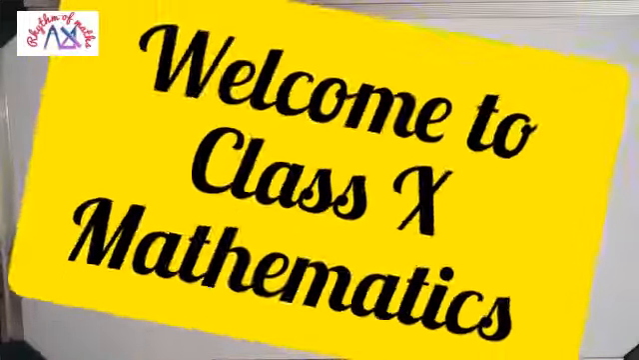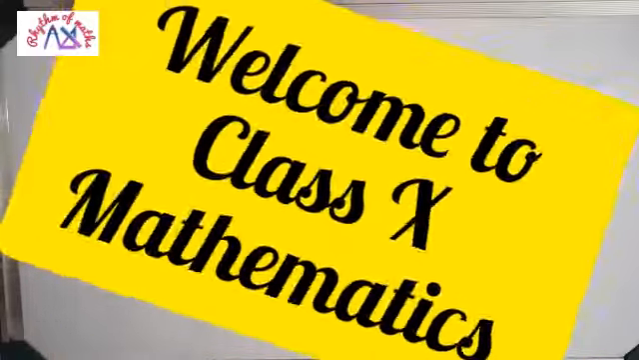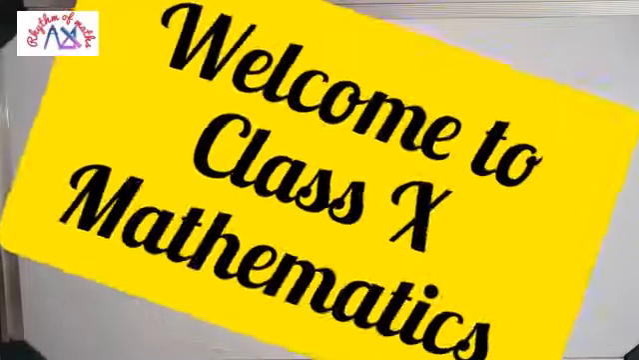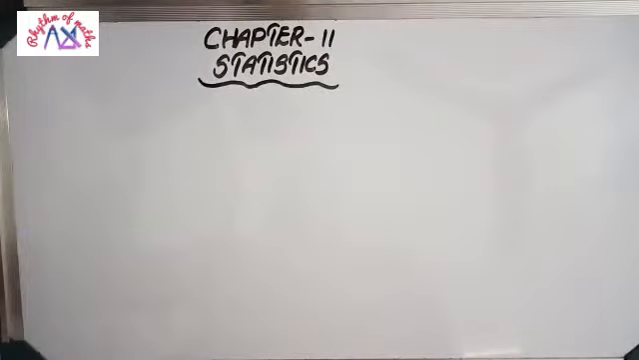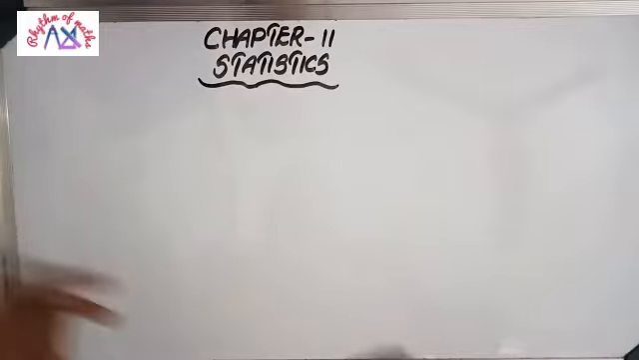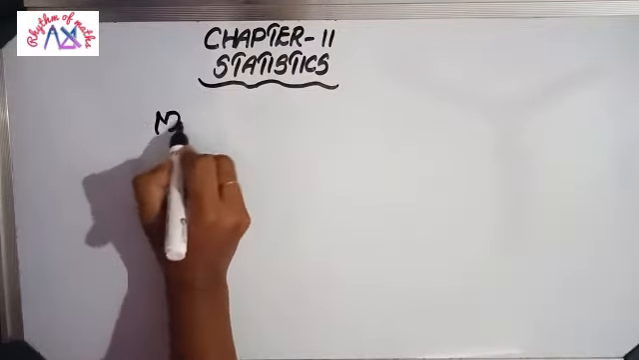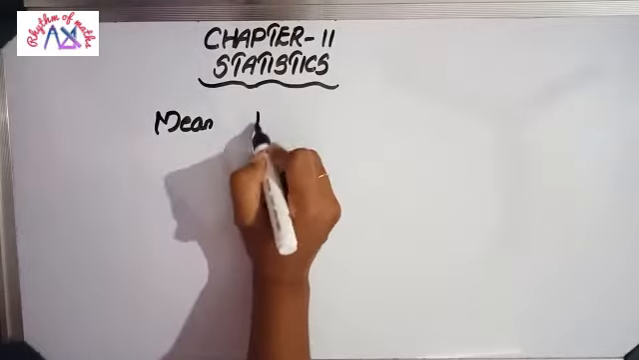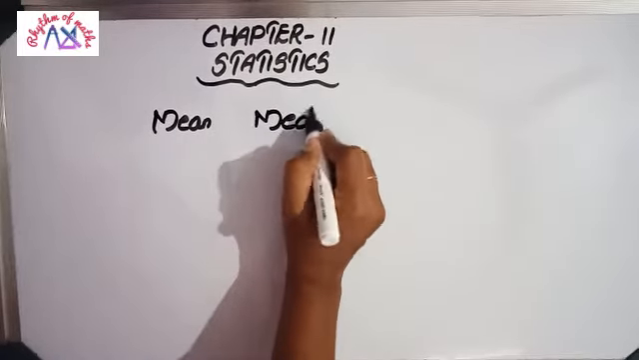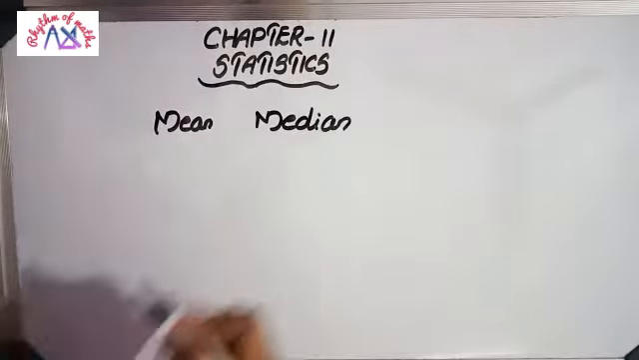In this video we are going to learn a new chapter. New chapter means this is the last chapter of your SSLC portion. Chapter 11 Statistics. This chapter you have already learned in 9th standard. That means basics you have already learned in 9th standard. That is about mean. In this chapter, in addition to mean, you have to learn about median also. Mean and median you have to learn.